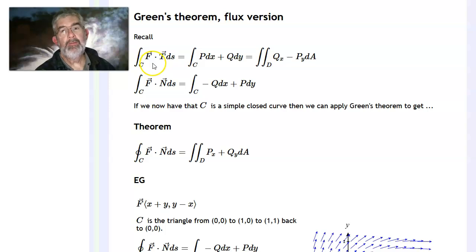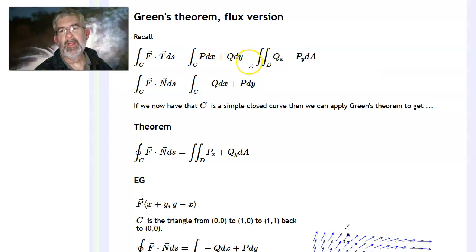Now recall that a line integral of a vector field along a curve C, which we've denoted as the integral of F dotted with T ds, can also be written as the integral along C of P dx plus Q dy, where P and Q are the components of the vector field F. And if C happens to be a simple closed curve, then D is the region inside of it.